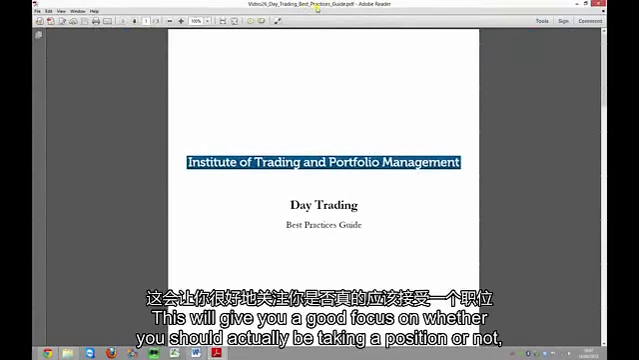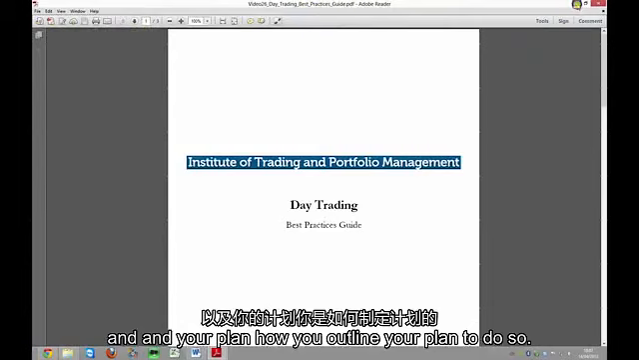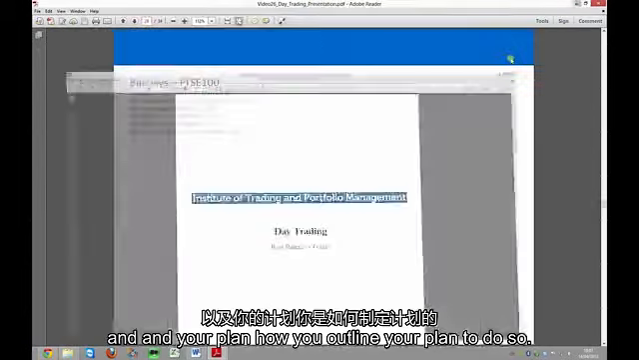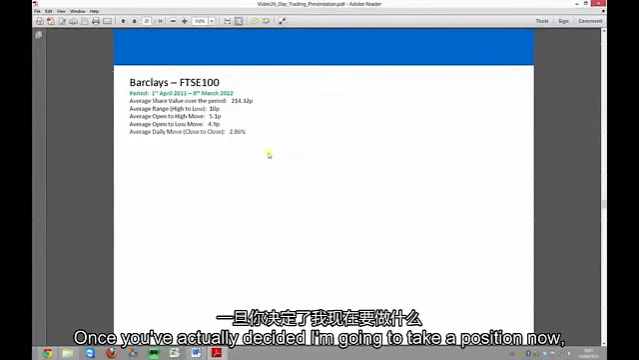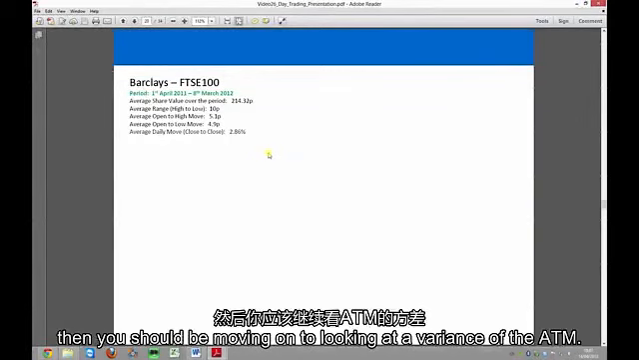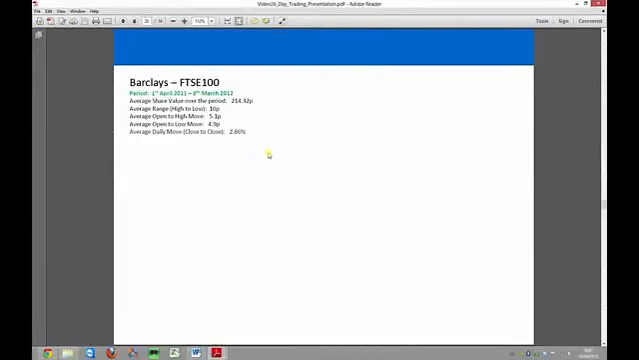This will give you a good focus on whether you should actually be taking a position or not, and how you outline your plan to do so. Then move on to this. Once you've actually decided, I'm going to take a position now, then you should be moving on to looking at a variance of the ATR.